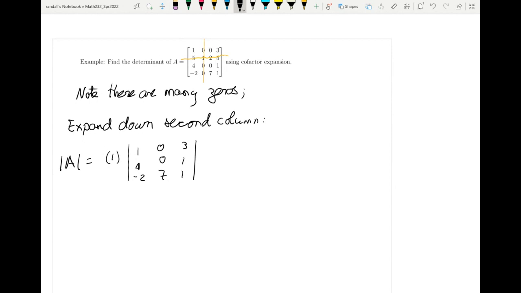Now, because there's lots of zeros here, I'll also expand down the second column. So I get my minus 1. Now I'll compute the 3 by 3 determinant. Going down the second column, I'm at the term 7. Notice 7 occurs at the bottom, in the 3, 2 entry, 3 plus 2, so there's my plus or minus 1 factor. The 2 by 2 matrix I get by eliminating that bottom row and middle column is 1, 4, 3, 1.